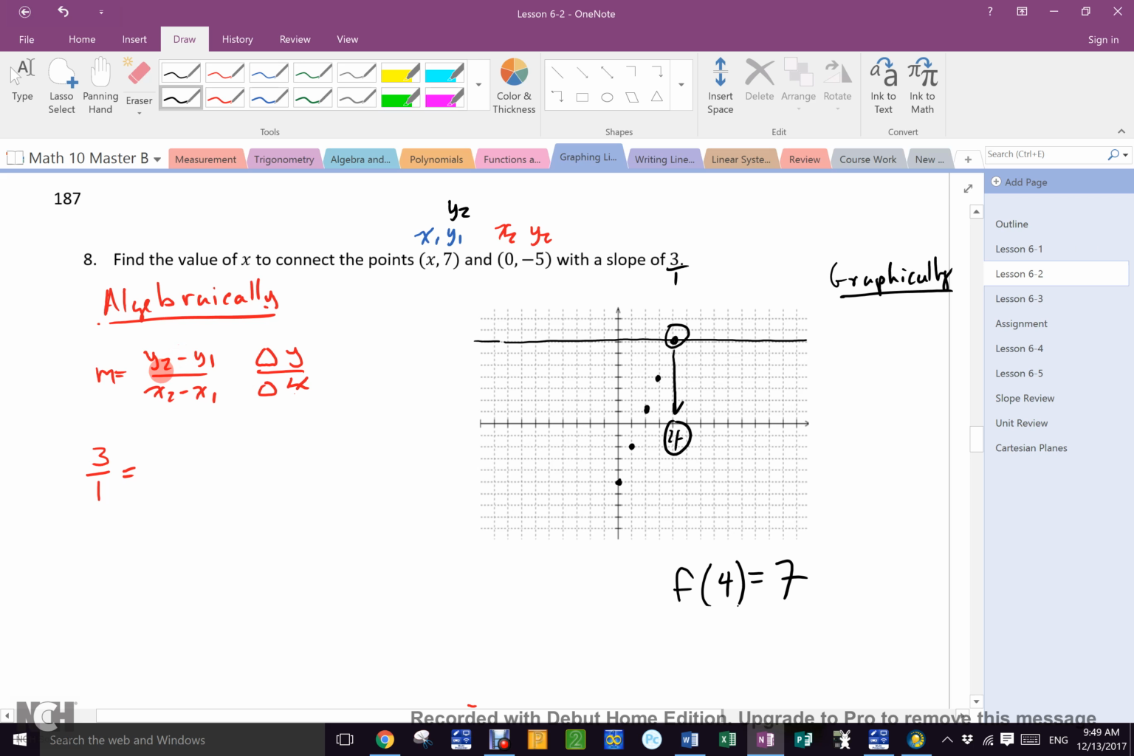So, y2, Daniel said it was negative 5. And y1 was 7. Yeah? Over x2, 0 minus x, right? Tidy it up. 3 over 1 equals negative 12 over negative x, right?